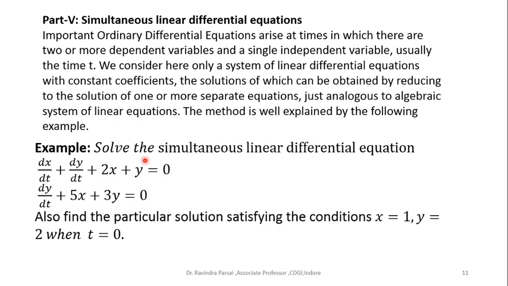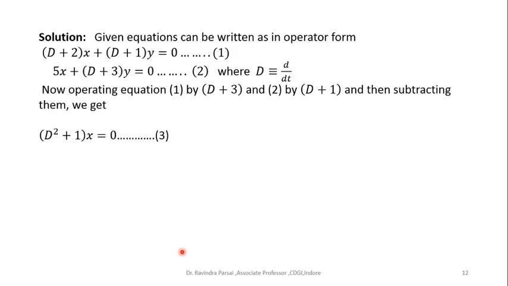Suppose this is an example of simultaneous equations. Under this initial condition, we have to solve this. First of all, we reduce the given equations into operator form, the differential operator form D equal to d/dt. So the first equation gives you, by taking x common, (D plus 2) over x, and by taking y common, (D plus 1) over y equal to 0. Similarly, in the second equation you will obtain this.